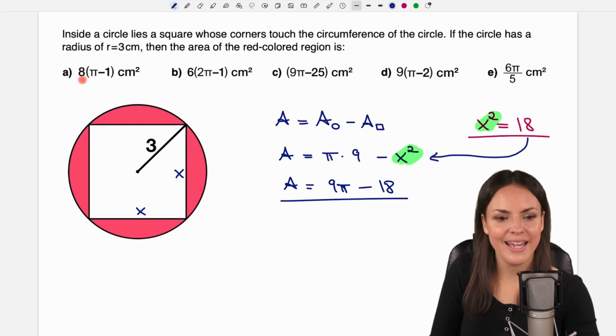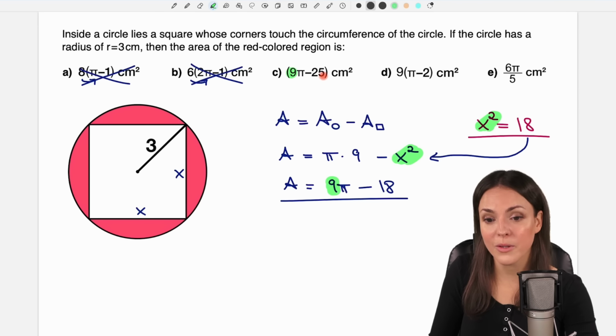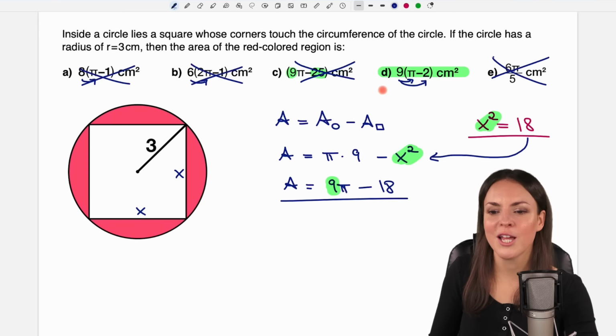Here we have 8 and pi. So if we get rid of the parentheses, we would have 8 pi. This doesn't work with our 9 pi, so that's not the solution. Here, 6 times 2 pi is 12 pi, so this also doesn't work. Here we have 9 pi, but the second part, the minus 25, doesn't work with our 18. Here, if we get rid of the parentheses, 9 pi minus 18. So this looks good. This is the solution. So D is what solves our problem here.